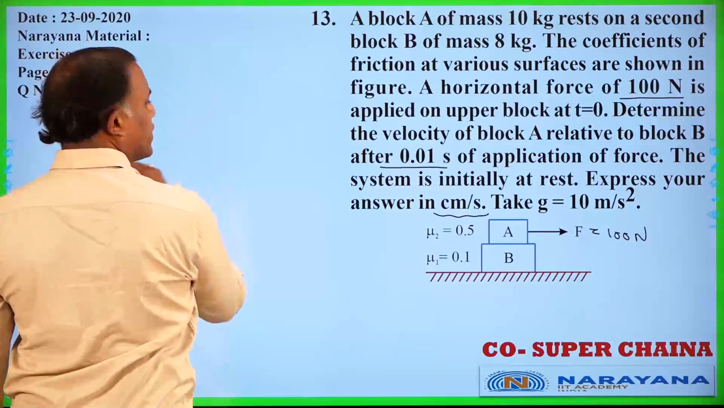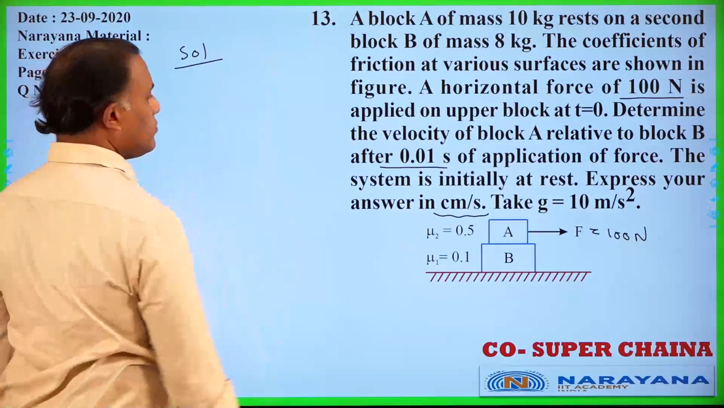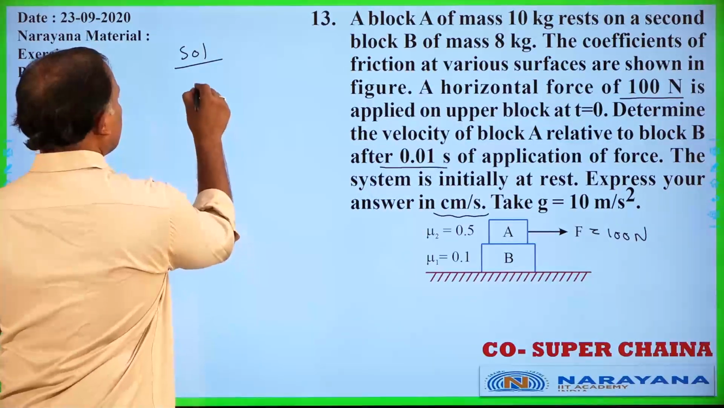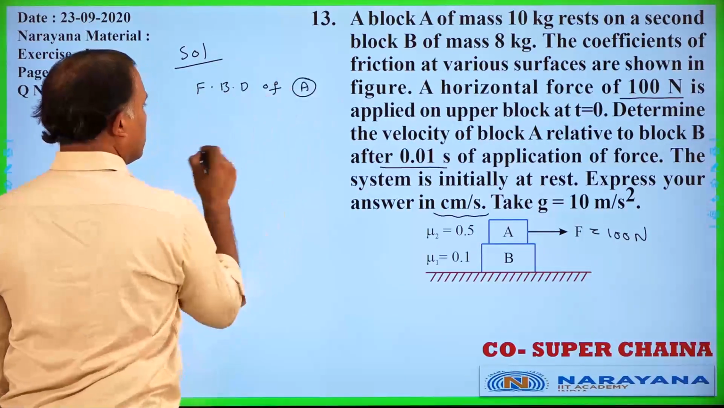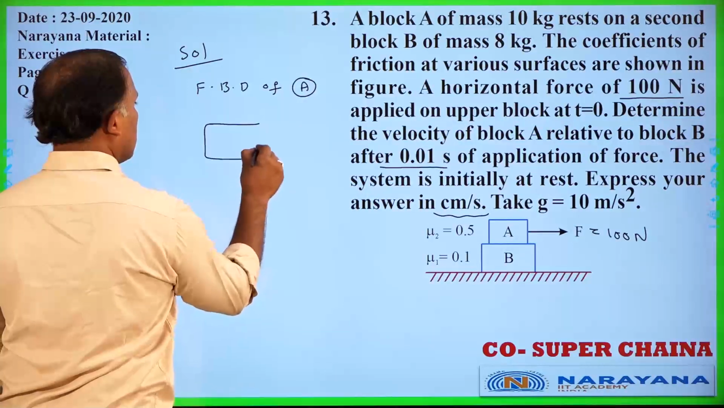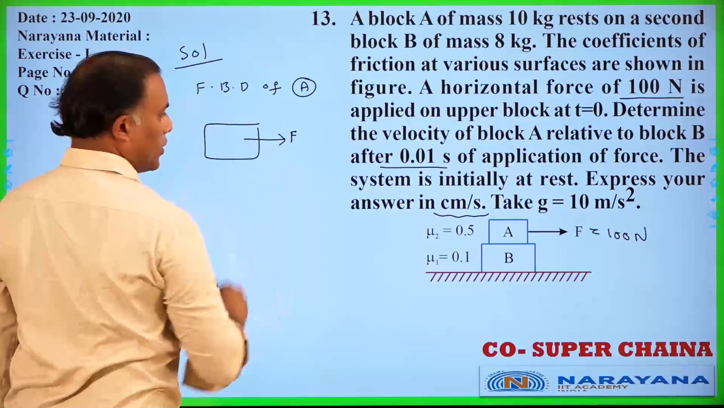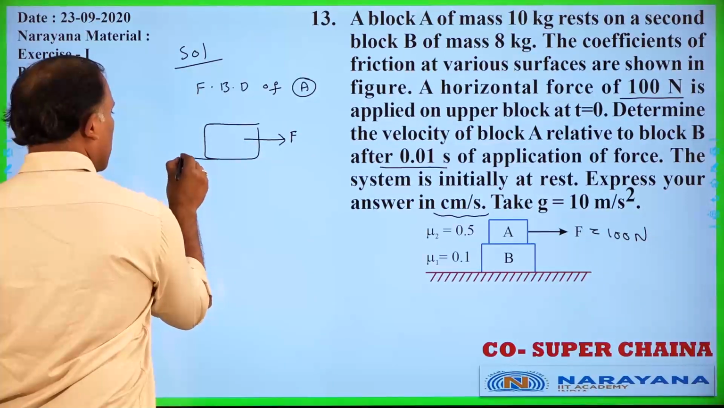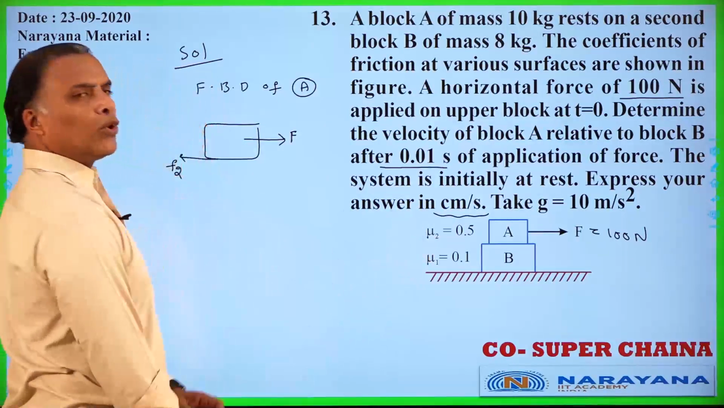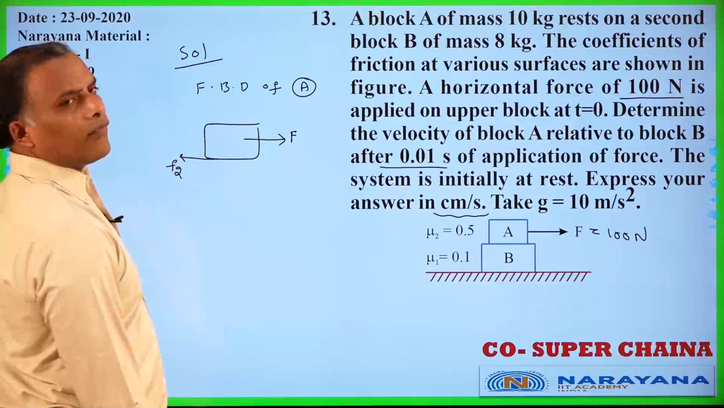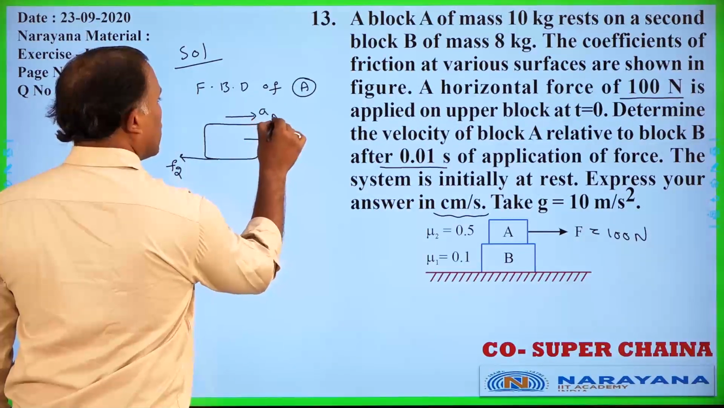First of all, let us find the acceleration of each block separately. FBD of A. You can see here, so here it is F. Here the friction is F2, because here he is telling it is mu2, no? So now the friction there is F2 I am taking. And here this is moving this side with an acceleration A.